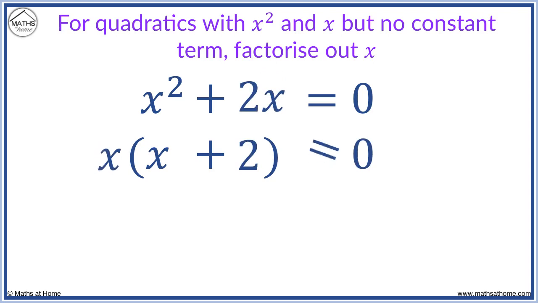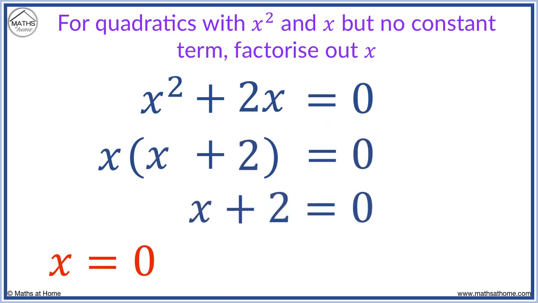Either x equals 0, which is one of our solutions, or x plus 2 equals 0. If x plus 2 equals 0, x equals minus 2. These are our two solutions.